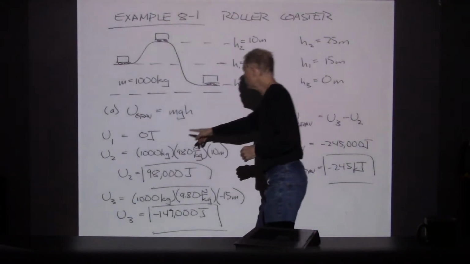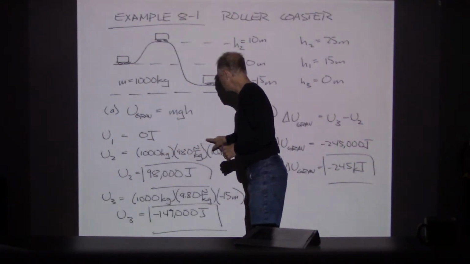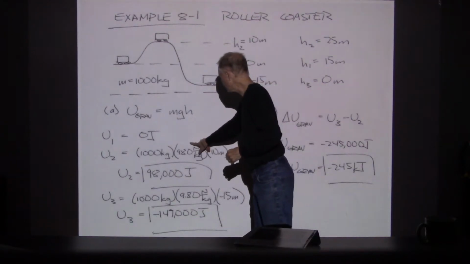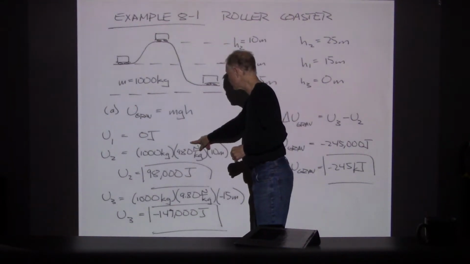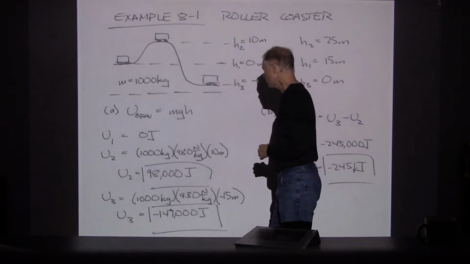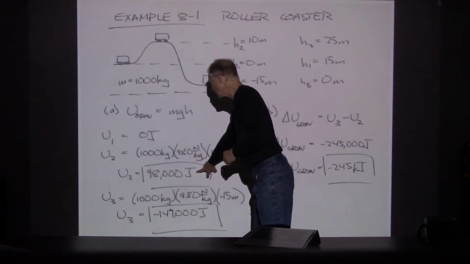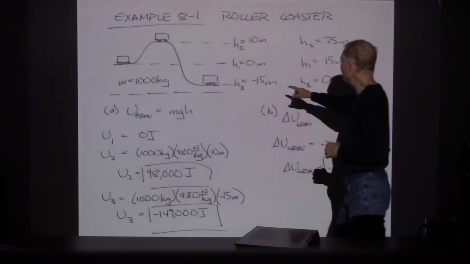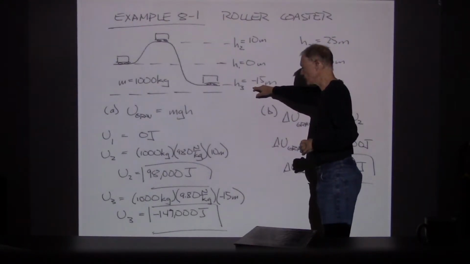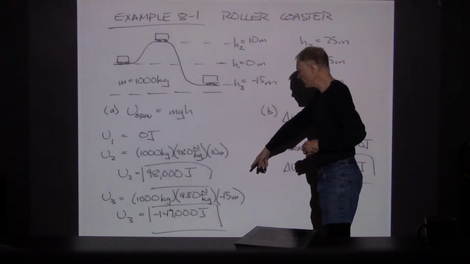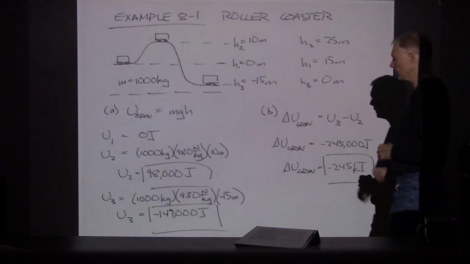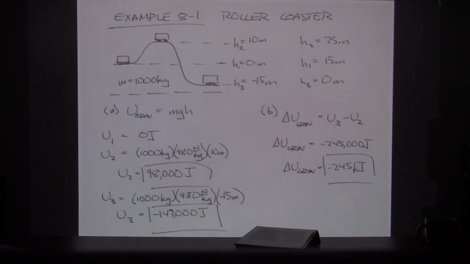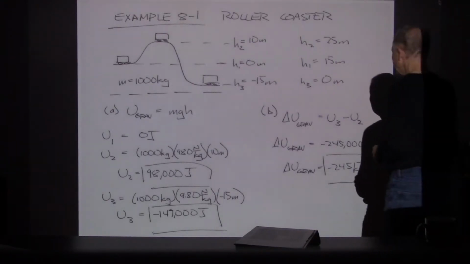And then at point 2 I can put in the numbers m, g, h. Here's the gravitational field of the Earth near the surface, 9.80 newtons per kilogram. And that gives us potential energy of 98,000 joules. And then when we drop all the way down to elevation 3, we put in the minus 15, and that gives us minus 147,000 joules. So that's just calculating how much gravitational potential energy there is at each location.